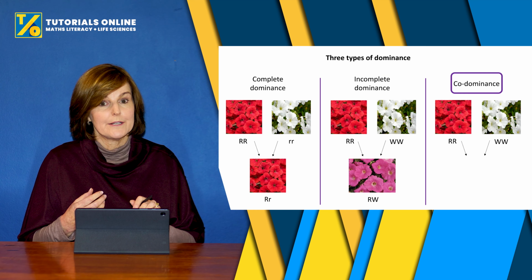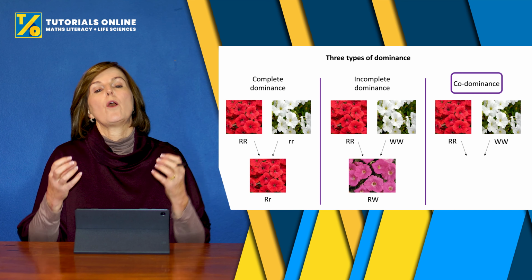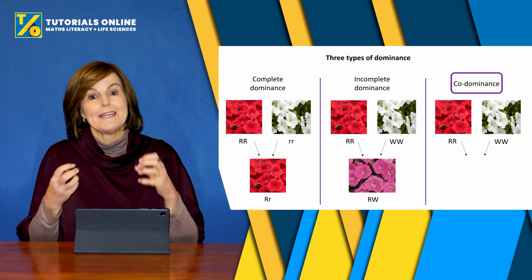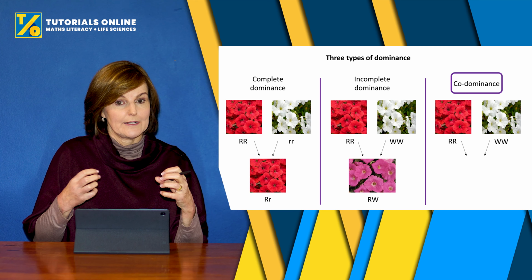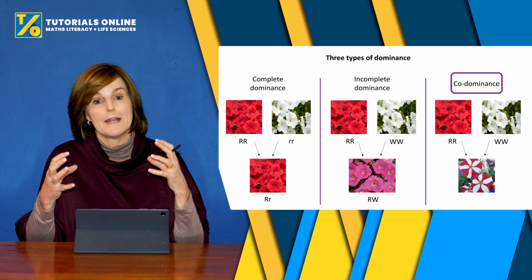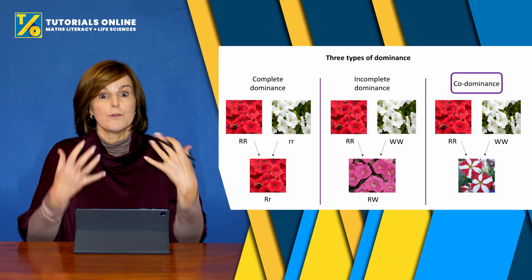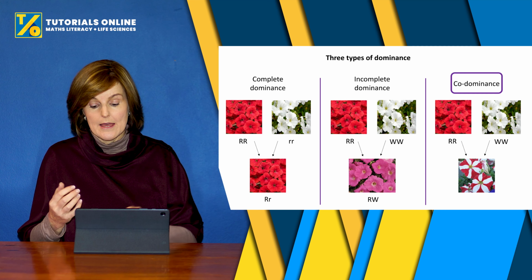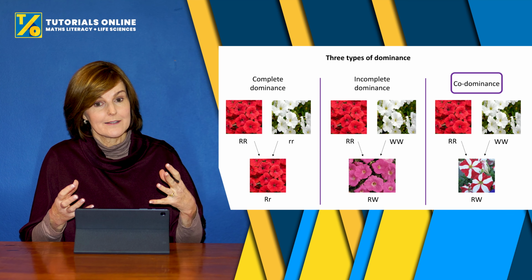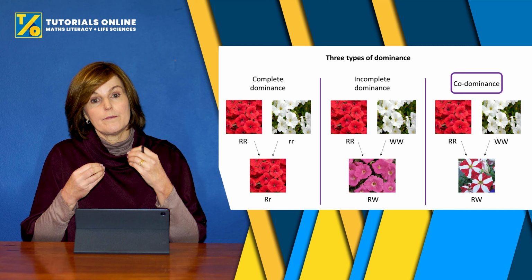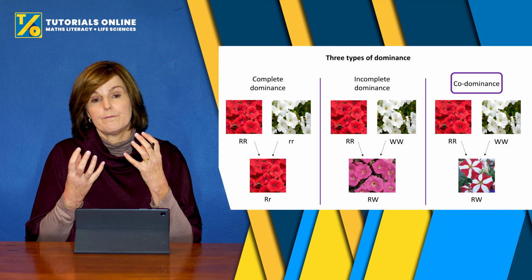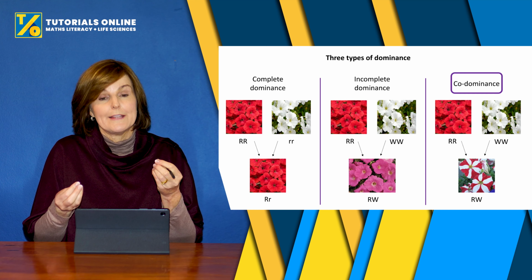Then codominance. Codominance means they are equally dominant. So red color will be equally dominant with white color. And then if you cross them, you're going to end up with a combination of the two colors because they're both going to show in the phenotype. The genotype will also be RW, capital letters, but the phenotype will now be a bit different because both of the alleles will show in the phenotype.